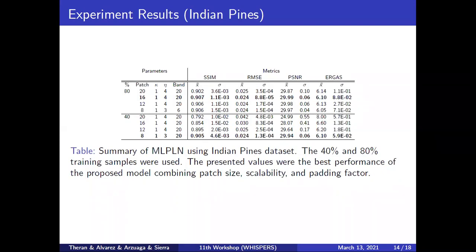The model was trained with two different percentages, as I mentioned. For the Indian Pines dataset, we can see that using 80% of the data for training, a patch size of 16 with a scalability number of 20 and padding factor of 1, and also using 20 bands, we got the best result. Even so, using 40% of the data for training, we obtained similar results to using 80% of the data for training.